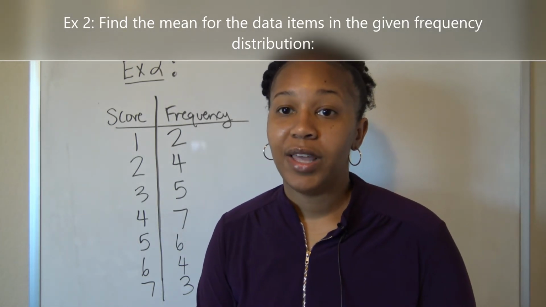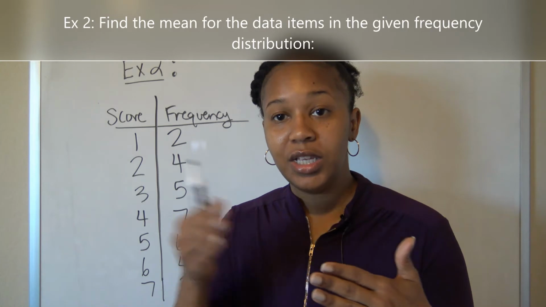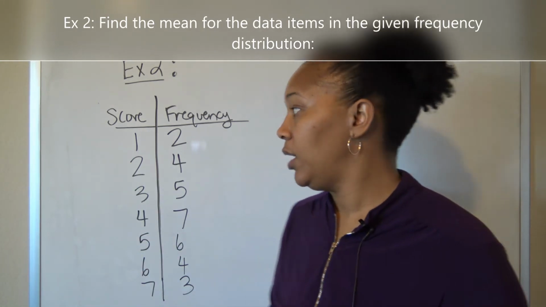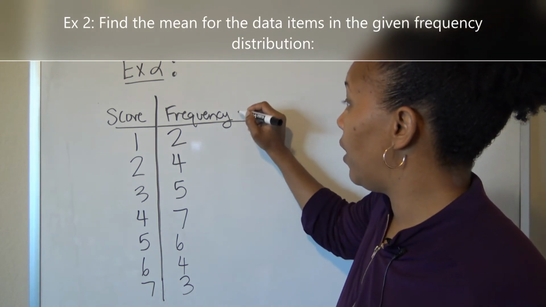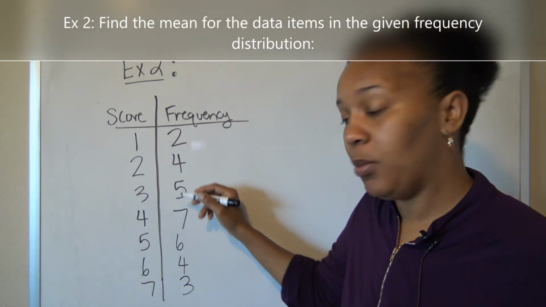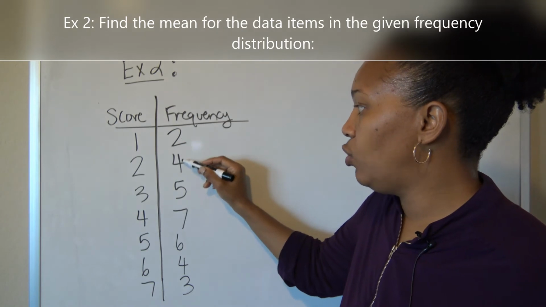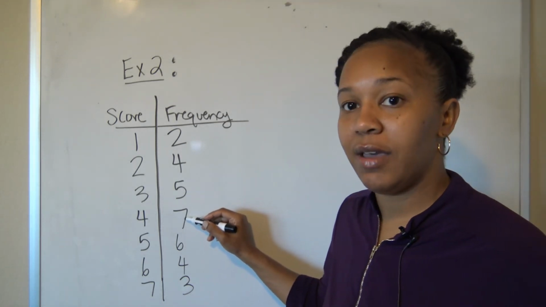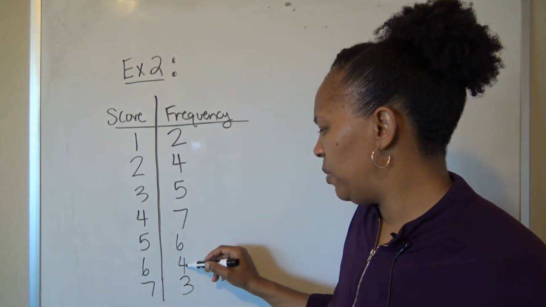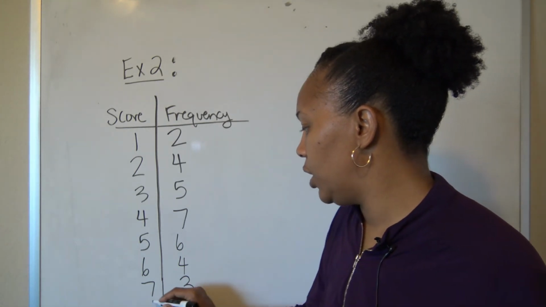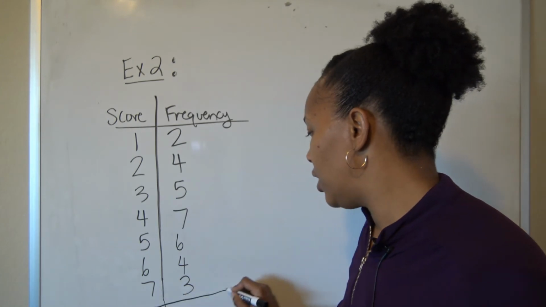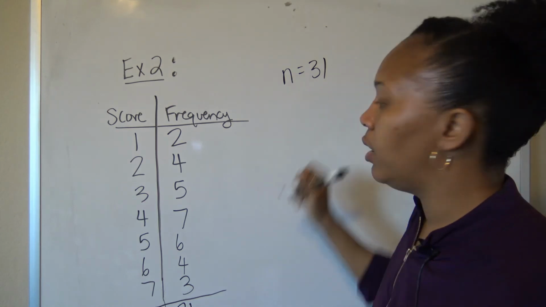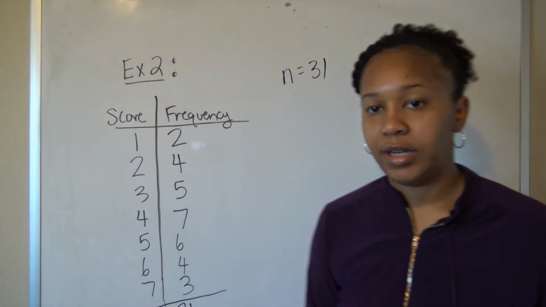And so now if we want to find the mean, instead of having to list them all out and add them together, there's a simpler way that we can find the mean. And that is, we first of all need to figure out how many data points we have. So we have 2 plus 4 is 6, 6 plus 5 is 11, 11 plus 7 is 18, 18 plus 10 is 28, plus 3 is 31. So if I add those all together, I get 31. So our n will be equal to 31. So there are 31 items in our data set.